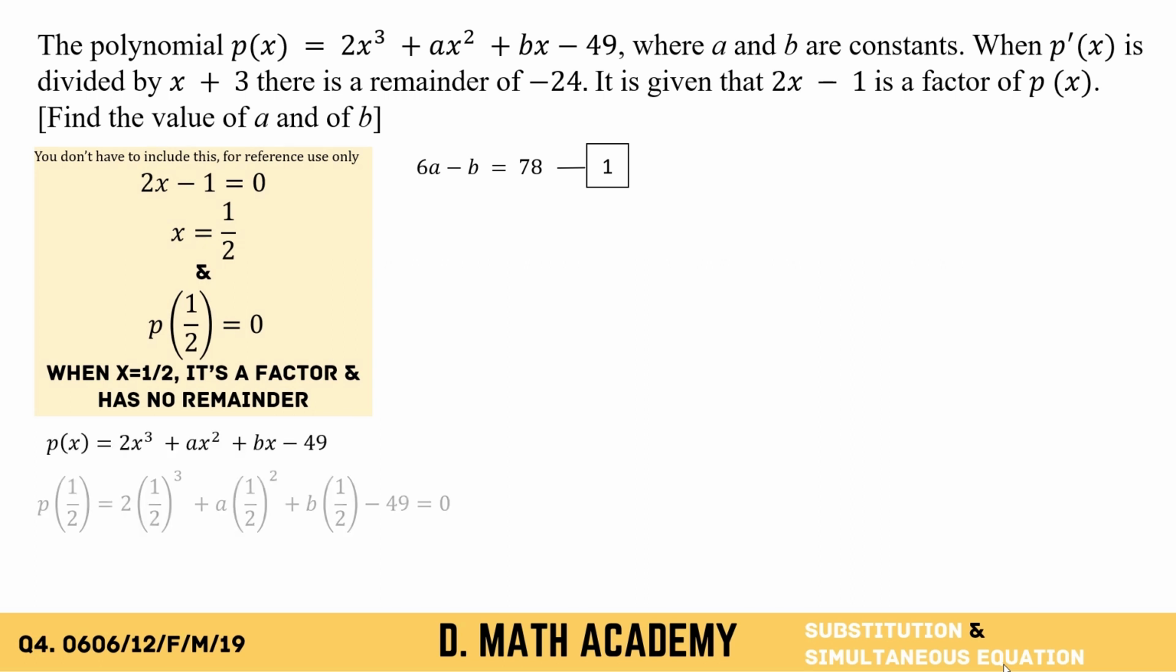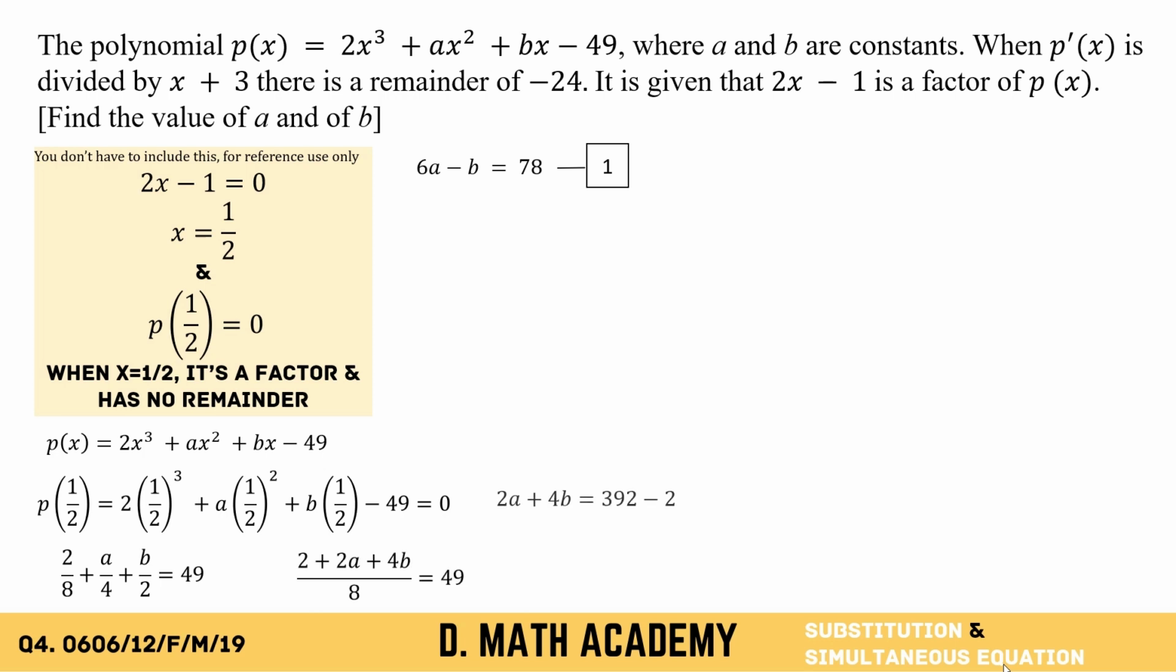Substituting this 1 over 2 into polynomial p(x), you will get 2 over 8 plus a over 4 plus b over 2 equals 49. Make their denominators the same, adjust it and you will get 2a plus 4b equals 390. You can also write a plus 2b equals 195. It's optional, whichever you're more comfortable with is acceptable. So now I have my equation 2 over here.